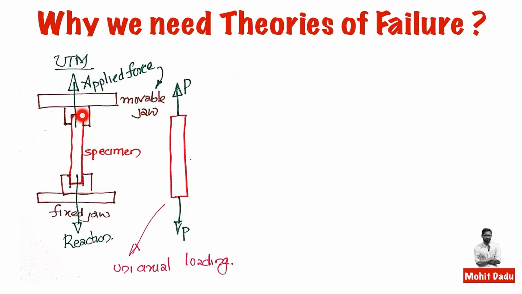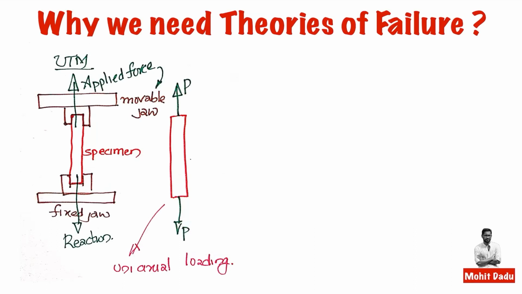Here the specimen will be kept between the two jaws of the UTM machine, which has a movable jaw and a fixed jaw. Whenever I move one jaw, it applies some force on the specimen, and a reaction force will be developed at the other fixed end. So you can construct the member load diagram. The member will be drawn in this way and load P will be marked on it.